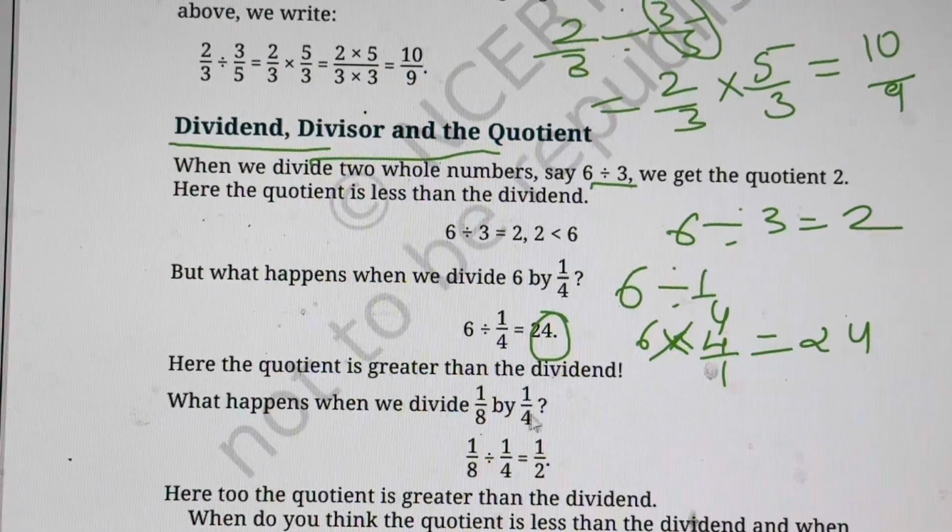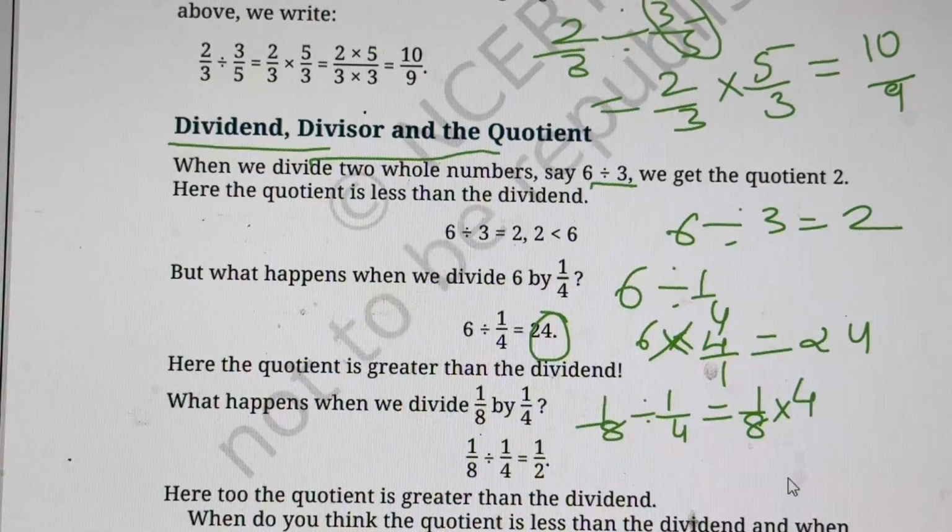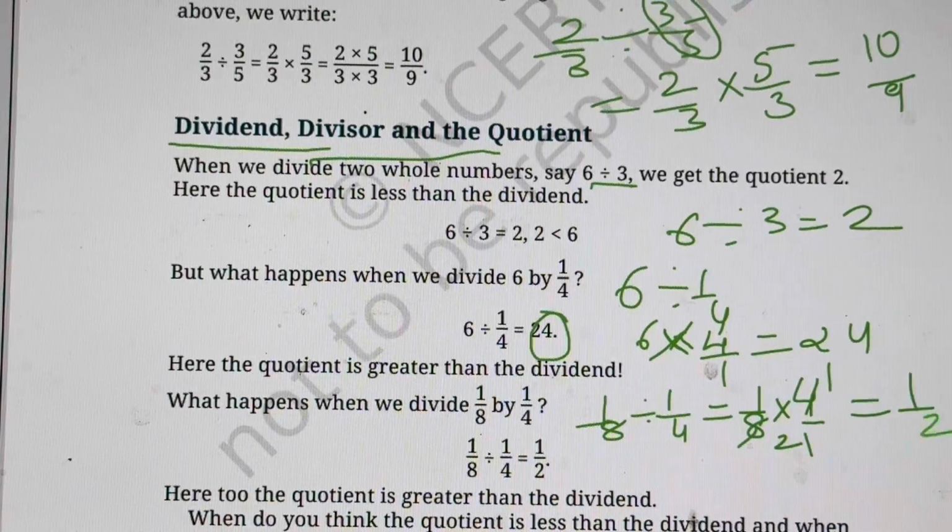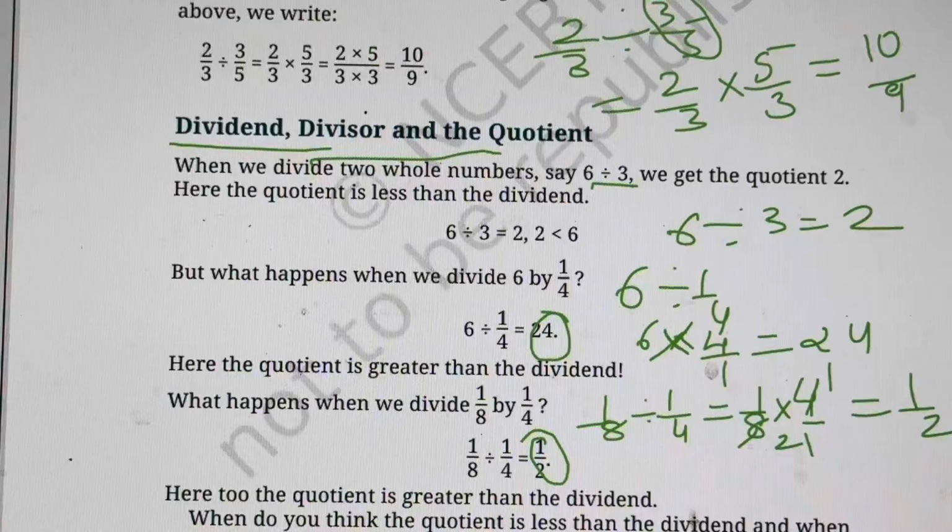Okay. Similarly, what happens when we divide 1 upon 8 by 1 upon 4? Again, we write the reciprocal of 1 upon 4, which is 4 upon 1, and we cancel. 4 ones are 4, 4 twos are 8. So the answer is half. Now half, as you know, is the greatest unit fraction. So half is greater than 1 upon 8. So here too, the quotient is greater than the dividend.